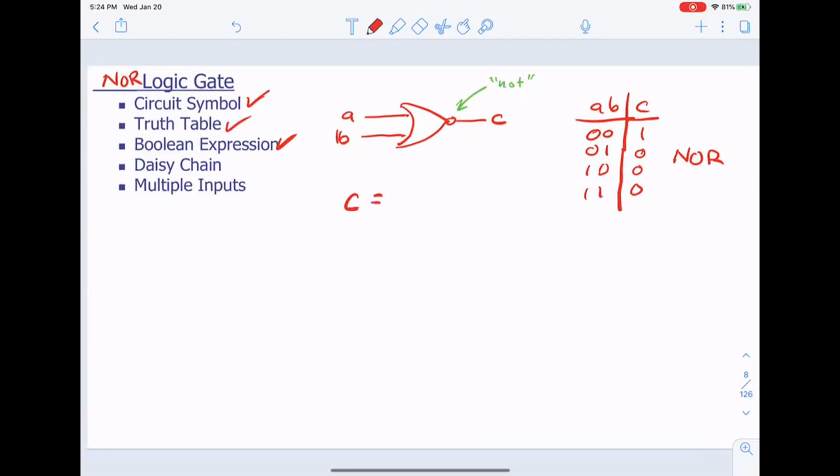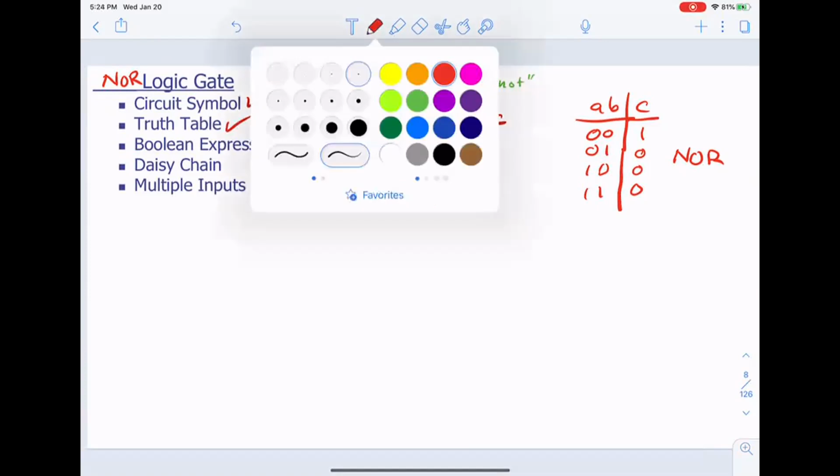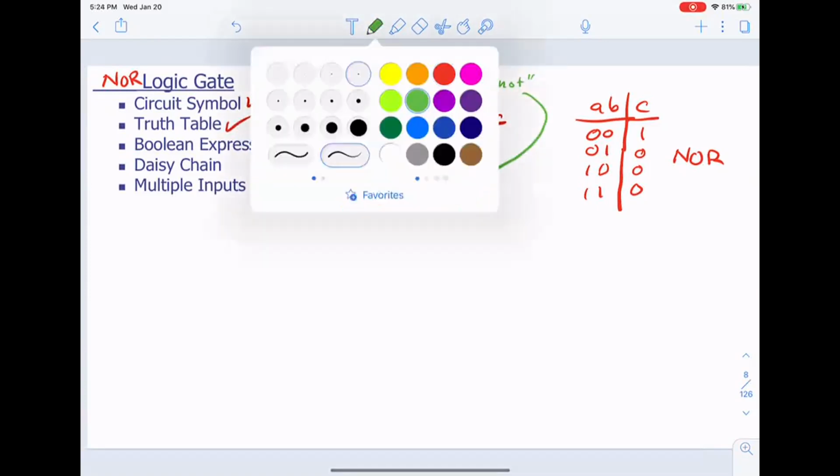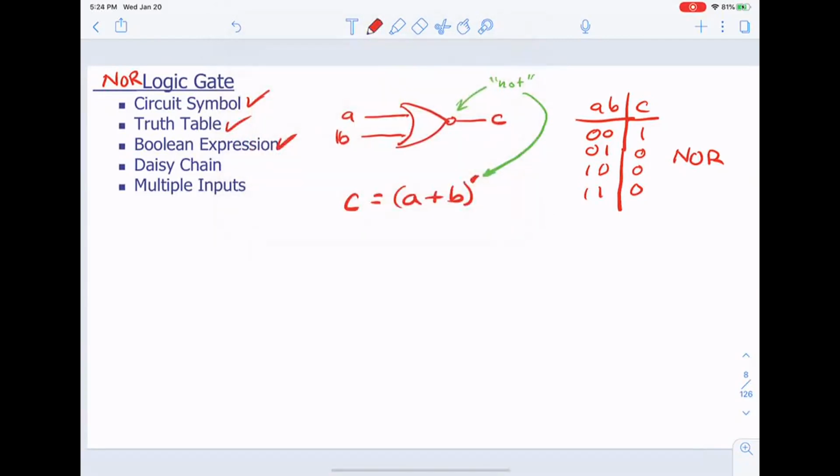C is equal to A or B, not. So let me go back to my green. This prime out there in the world of this author, it means not. In some textbooks, they put a bar over it like that. But this will be the only time you see that, because in this book they use prime for that. And I think even in Multisim, which we'll be using for lab and lecture, they're using a prime for that as well.